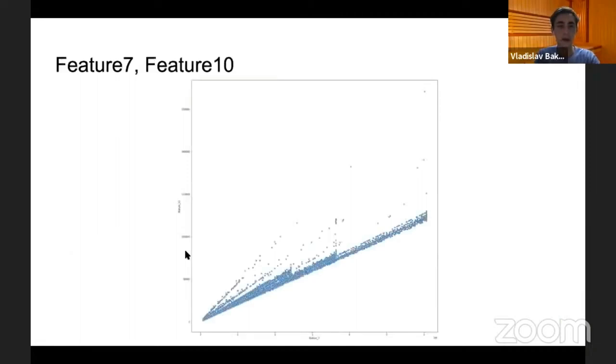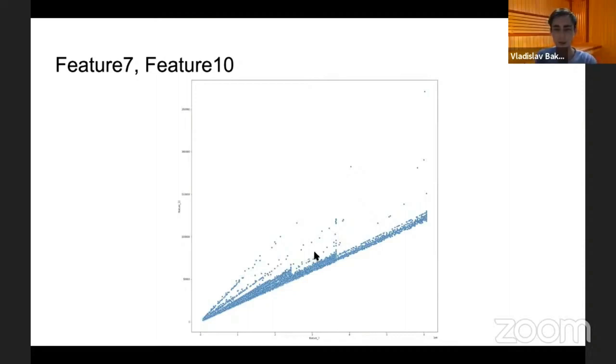Next interesting insight from data is that feature 7 and feature 10 have this scatter plot. And we can see, for example, if we draw some lines, probably each line is a different category. So we created a new feature by dividing feature 7 by feature 10. And this represents a derivative, or the slope, of each line. And I hope that it gives some boost.